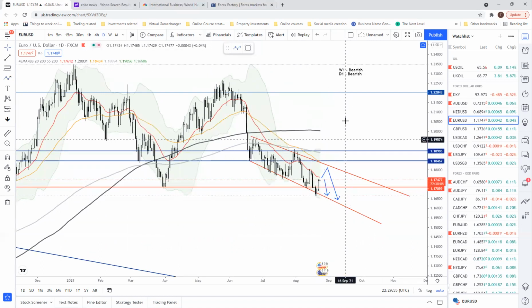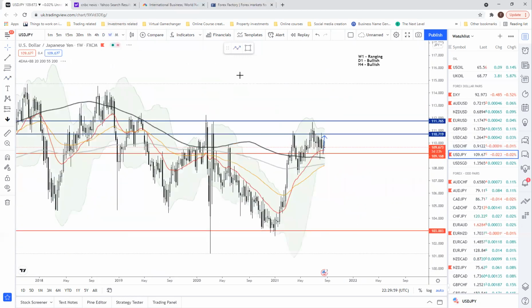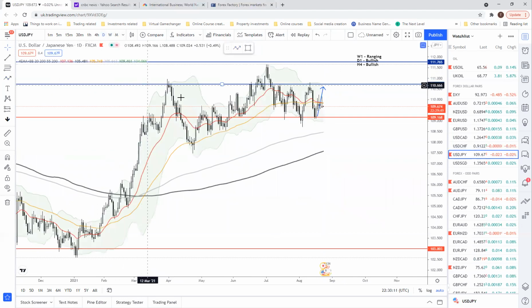Okay, let's take a look at dollar yen. Coming down from the weekly chart, you can see that it's pretty much bouncing off between these two support and resistance levels. Coming to the daily chart, you can see that it's pretty much ranging at this level.